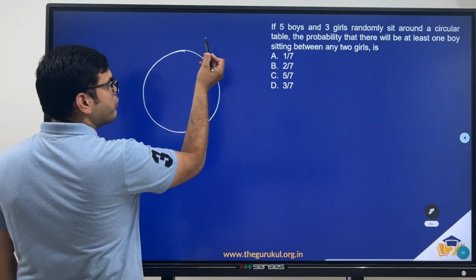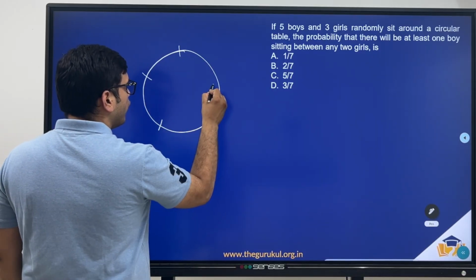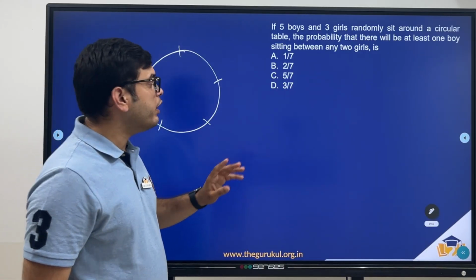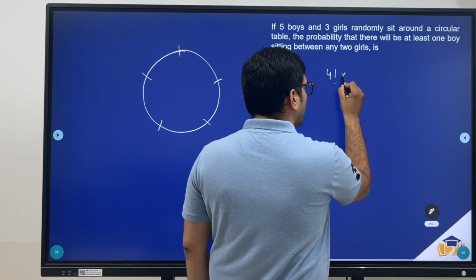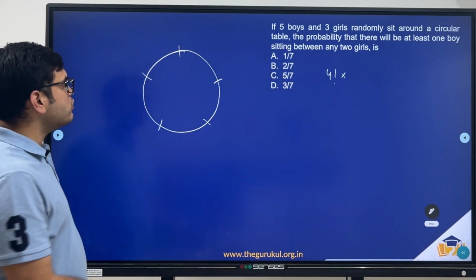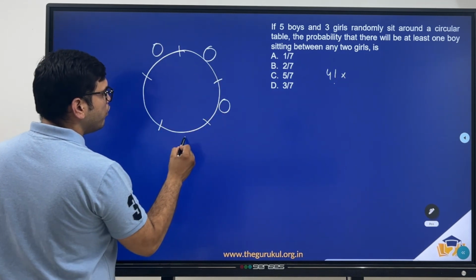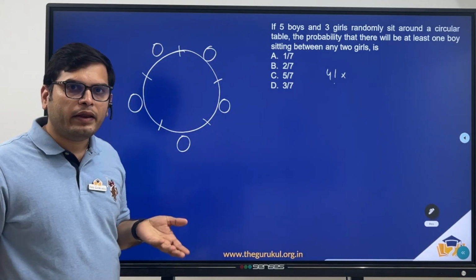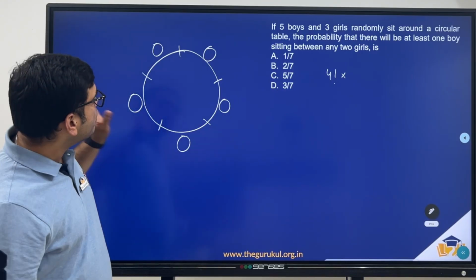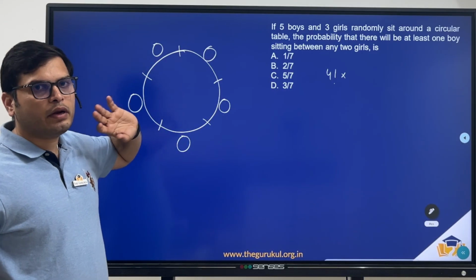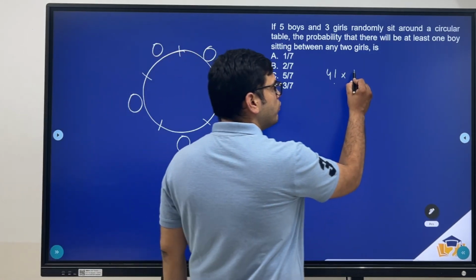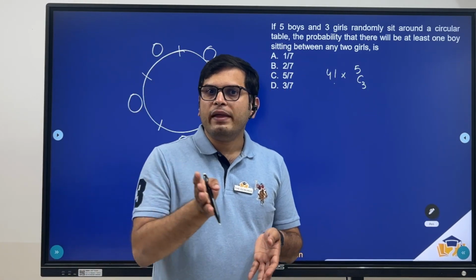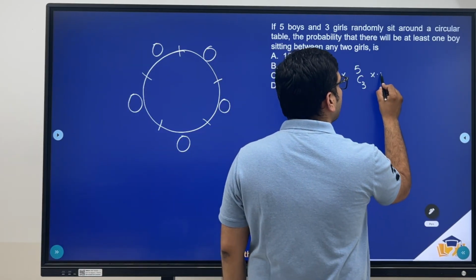So let us place boys first. How many boys do we have? 5, right? Now in how many ways can I arrange 5 boys around a circular table? 4 factorial ways. Now, after arranging 5 boys, how many places did we get? 1, 2, 3, 4, 5. Now you have 5 places. From these 5 places, you have to select any 3 and place those 3 girls, because you cannot have them adjacent to each other. So 5C3. So we have selected 3 places. After selection, you have to place 3 girls in those 3 places. So that can be done in 3 factorial ways.